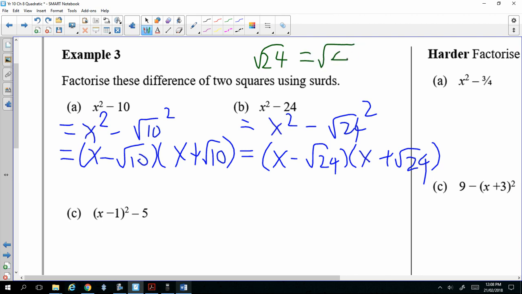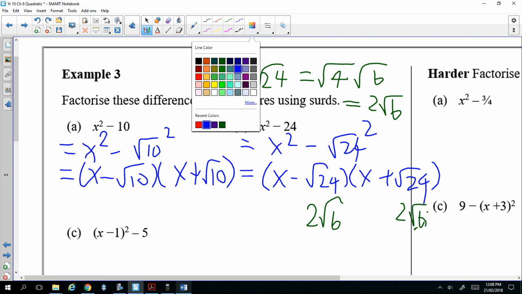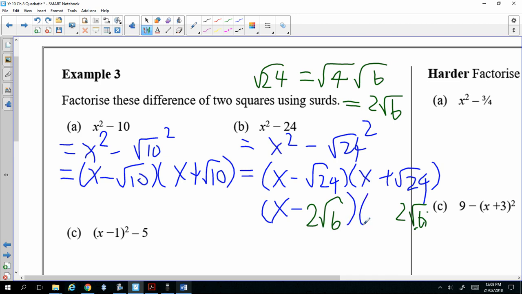So we learned that last year in chapter 2, how to simplify this. So that's been useful here. Okay, so make sure you simplify the surd, but the 10 can't be simplified, so we leave it as it is. Okay, good. All right, done.